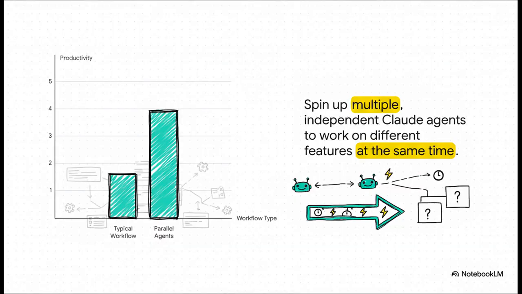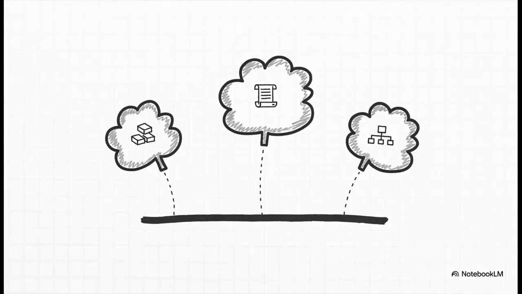Instead of just chugging along, tackling one feature at a time, you can actually spin up multiple independent Claude agents to work on different parts of your app all at the same time. You can just see the potential here for a massive jump in how much you can get done. But wait, how do you manage all that without it turning into complete chaos? Well, the secret is a really cool Git feature called work trees.